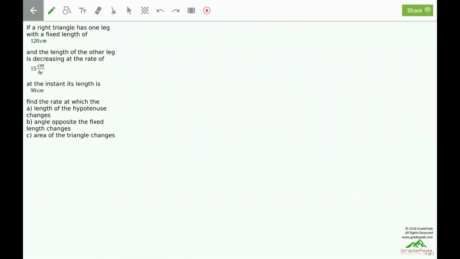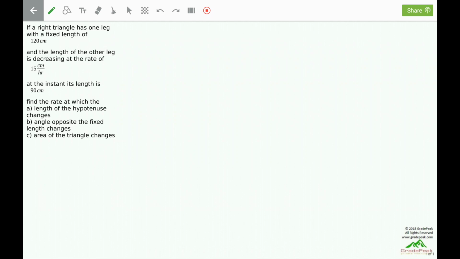If a right triangle has one leg with a fixed length of 120 centimeters and the length of the other leg is decreasing at the rate of 15 centimeters per hour, at the instant its length is 90 centimeters, find the rate at which the (A) length of the hypotenuse changes, (B) angle opposite the fixed length changes, and (C) area of the triangle changes.